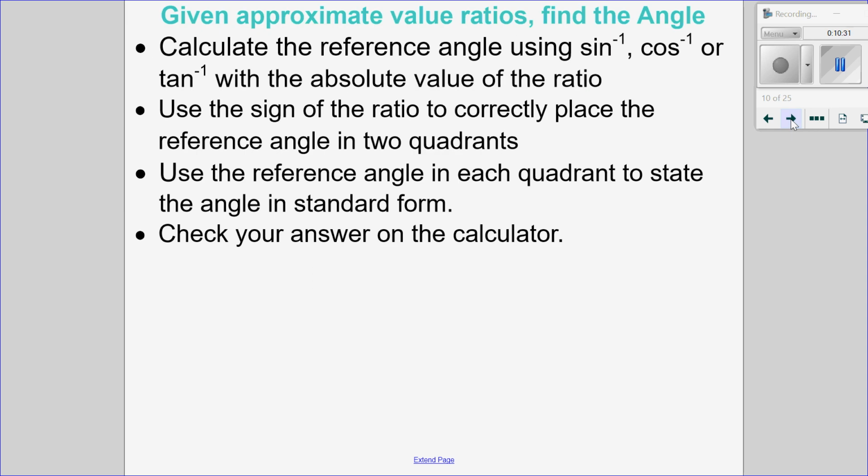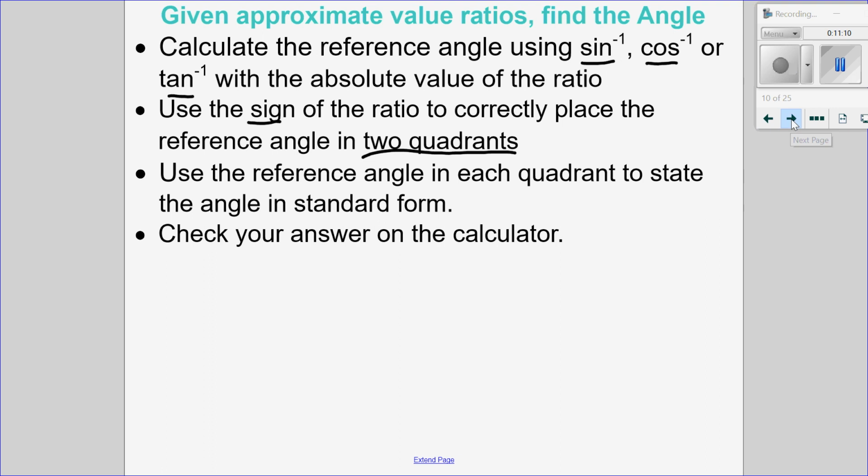Now let's look at how we find an angle given an approximate value ratio. Approximate meaning it could be a decimal. So the steps are exactly the same. The only difference is finding the reference angle. To find the reference angle, we're going to need to use our calculator using sine inverse, cos inverse, or tan inverse, and that's with the absolute value of the ratio. The sign of the ratio just correctly places it in 2 different quadrants.